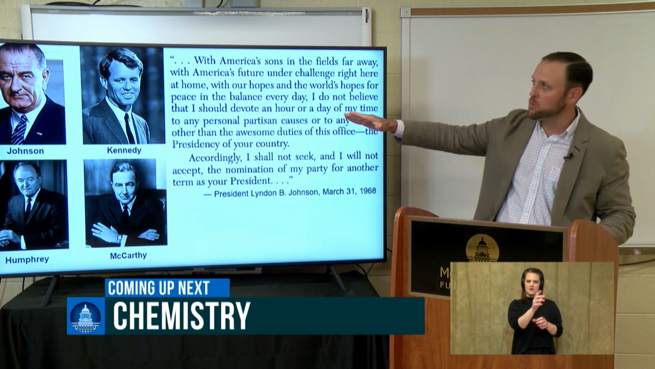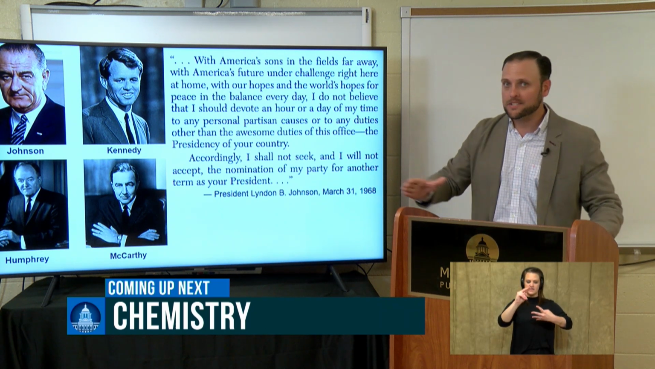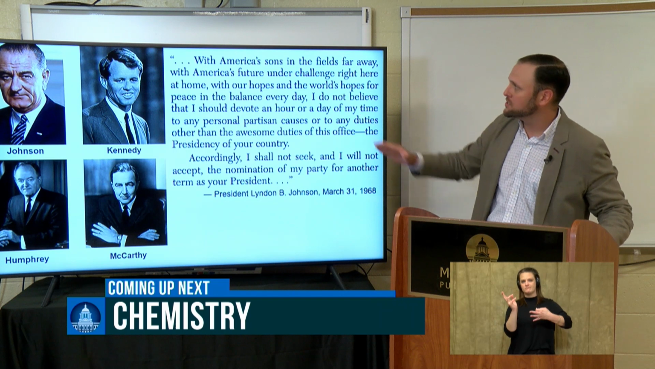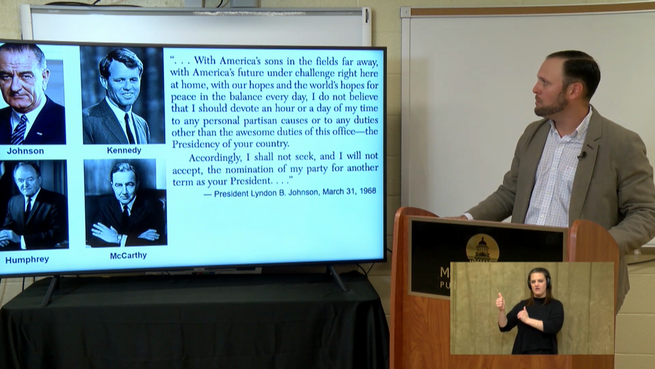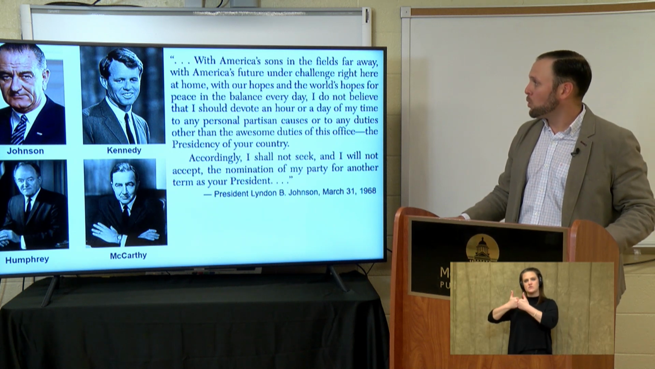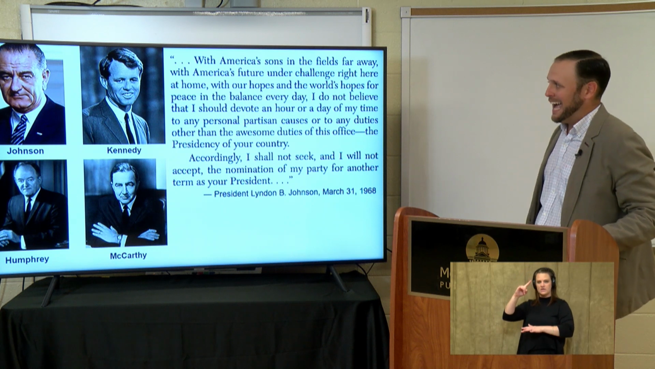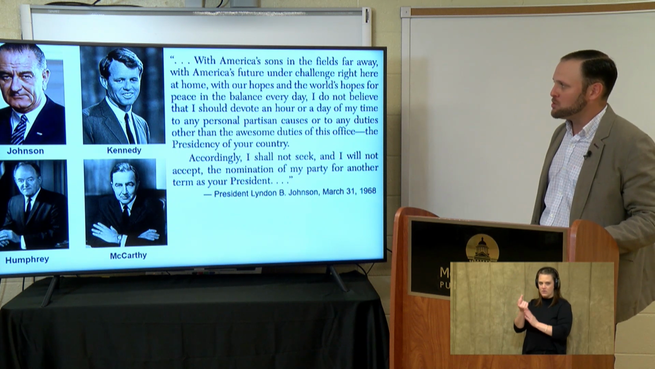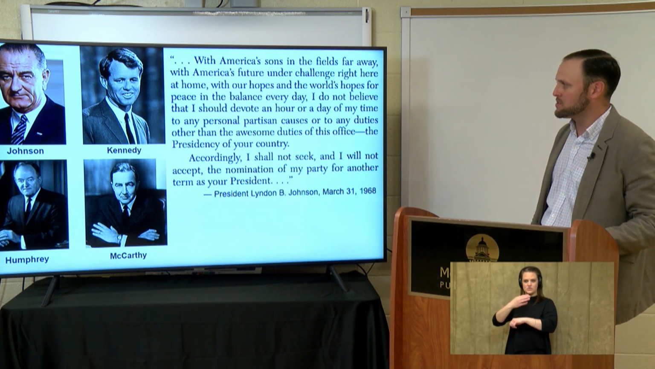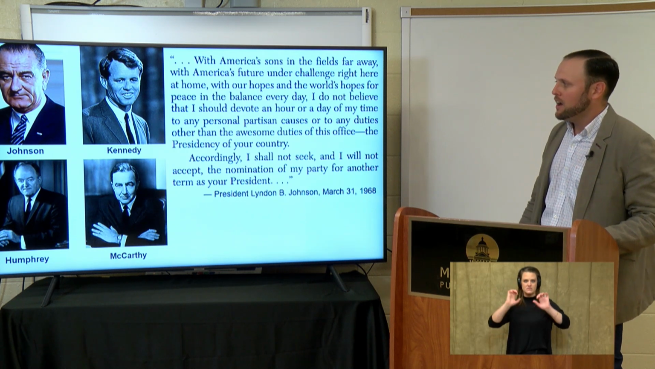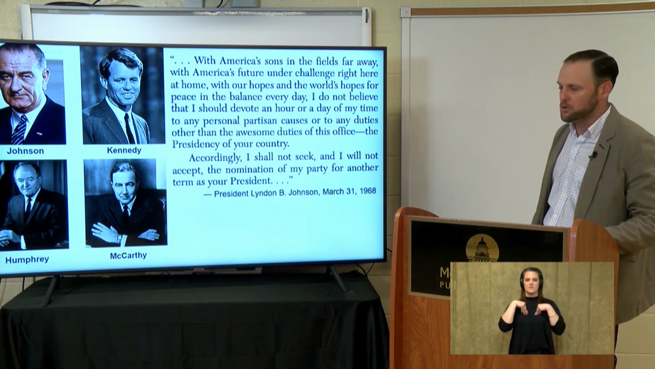Well, President Johnson originally is on the ticket, but he decides to drop out of the race. And he says why here. He says, "With America's sons in the field far away, with America's future under challenge right here at home, with our hopes and the world's hopes for peace in the balance every day, I do not believe that I should devote an hour or a day of my time to any personal partisan causes or to any duties other than the awesome duties of this office, the presidency of our country. Accordingly, I shall not seek and will not accept the nomination of my party for another term as president."